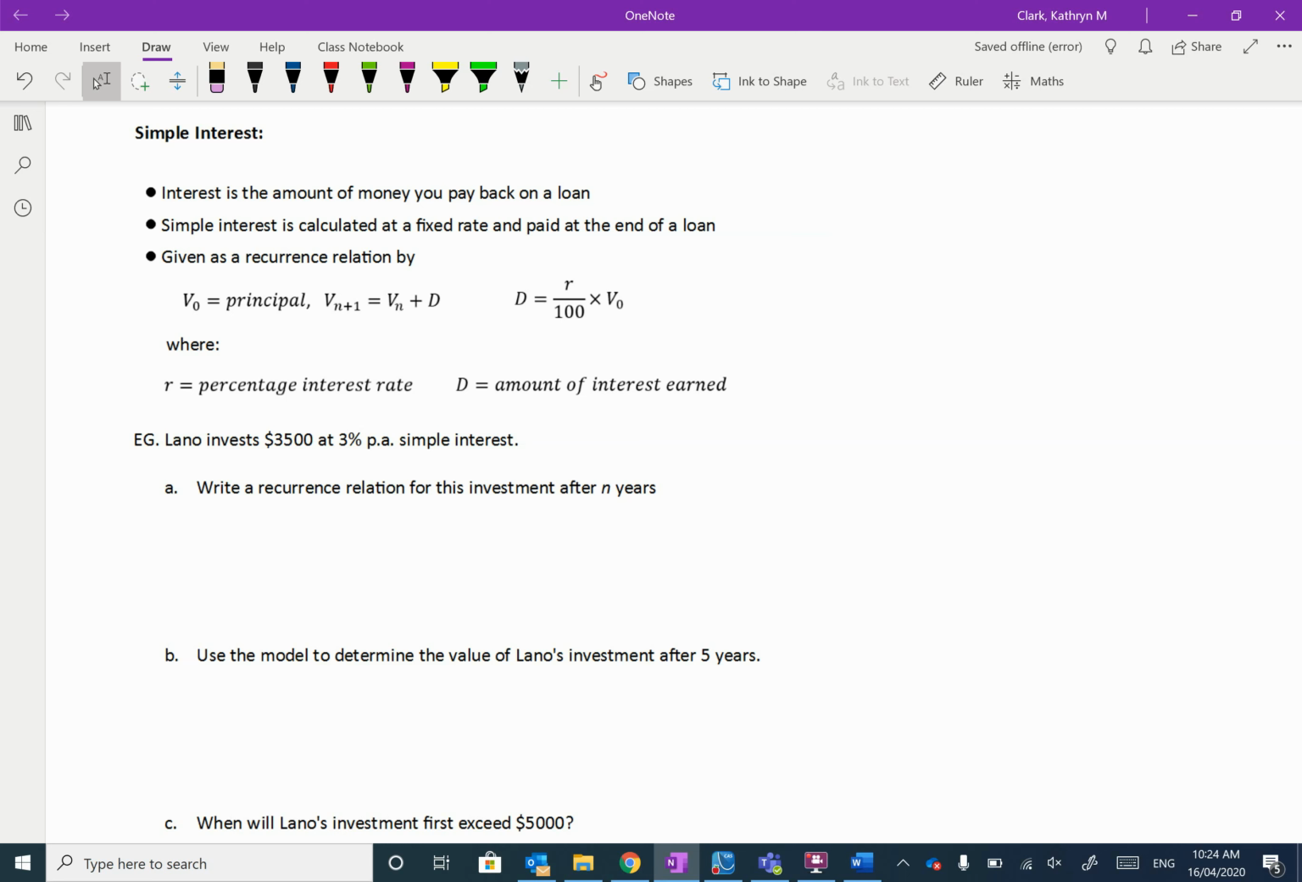But anyway, our recurrence relation for simple interest is given by this example here, and the only calculation that you actually need to do is working out our D value. From there, you just need to substitute in the value of your principal and then the value of D. They're the two things that you need to put into this equation to generate your recurrence relation.